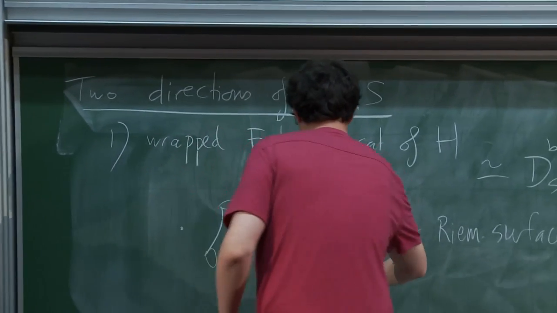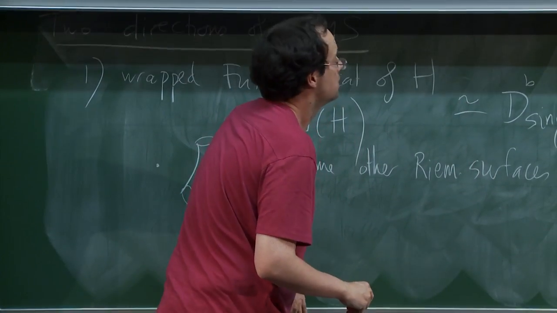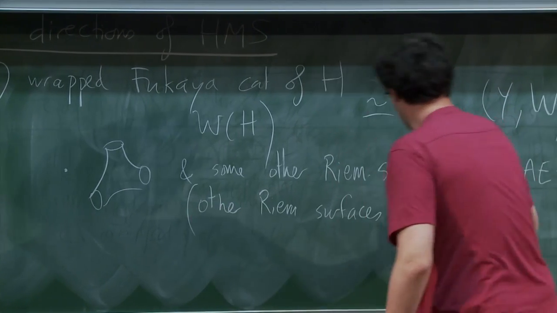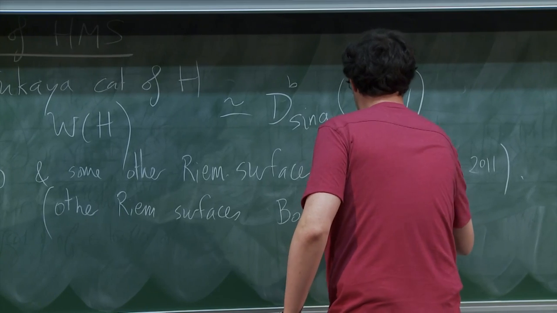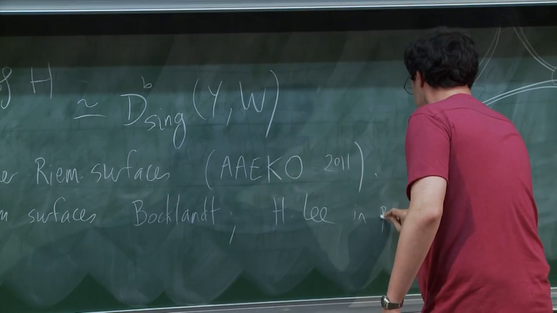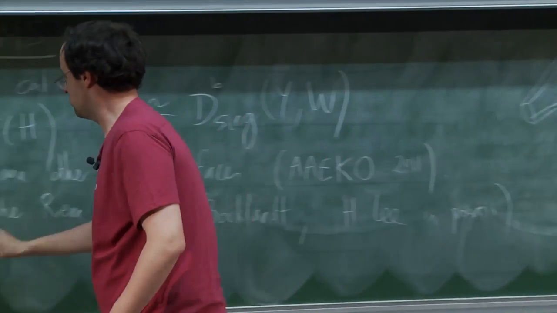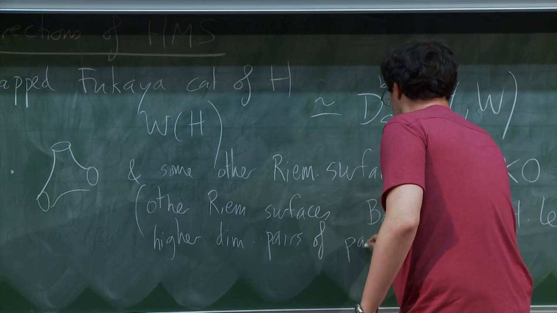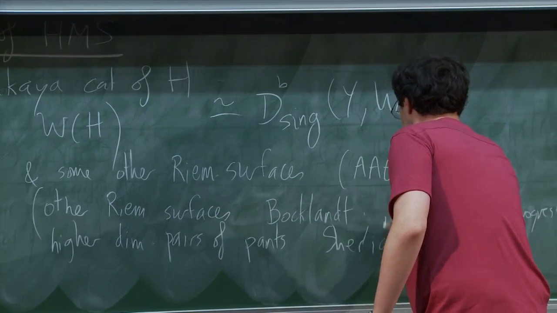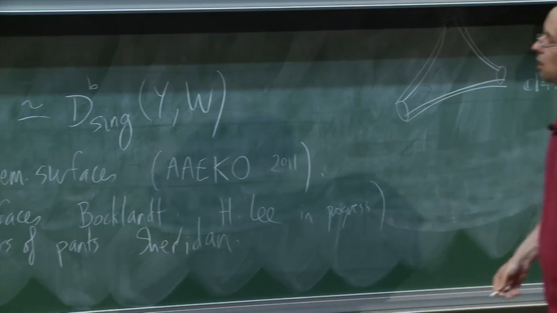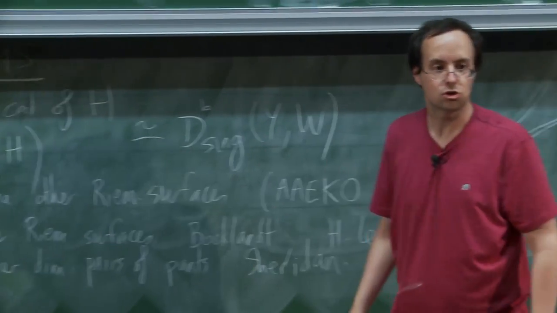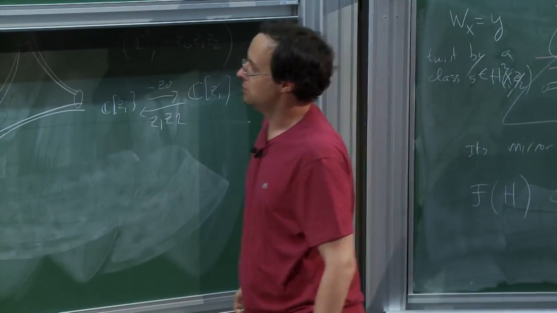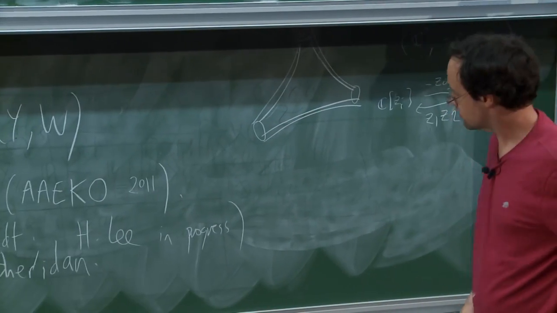Okay, and then there's work on other Riemann surfaces done by Buckland on one side, and also the thesis of my student Heverly in progress. And there's work on higher dimensional pairs of pants. Well, for example, Nick Sheridan's first thesis result was the compact analog of that, looking at compact Lagrangians in the higher dimensional pair of pants and matching that with singularities, the skyscraper sheaf of the origin in here. Okay.